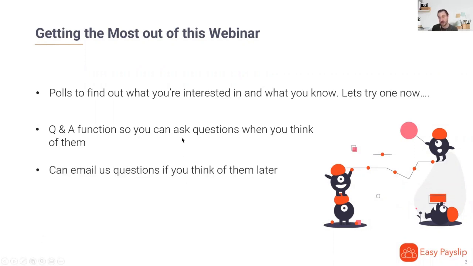Also, you can always contact us afterwards. We've got a customer service team here in Sydney. You can reach me, you can reach my customer service colleagues. You can always email us with any questions afterwards if we don't get to them now.